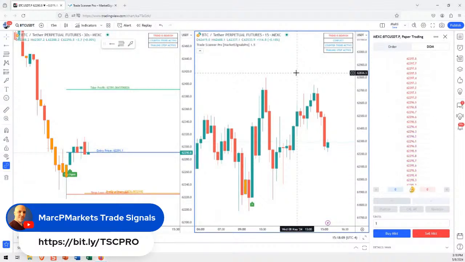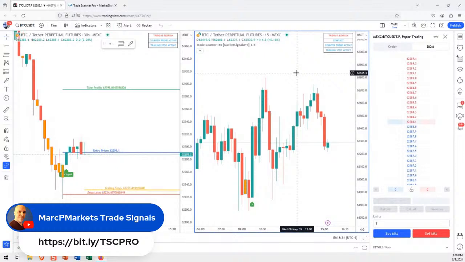That is your homework. That is your exercise. Set up two charts. One larger time frame, one smaller time frame. Put the Trade Scanner Pro on both charts and then adjust based on the broader trend. So that improves your chances of taking trades that have a positive outcome. That's the whole point, stacking probabilities in your favor.